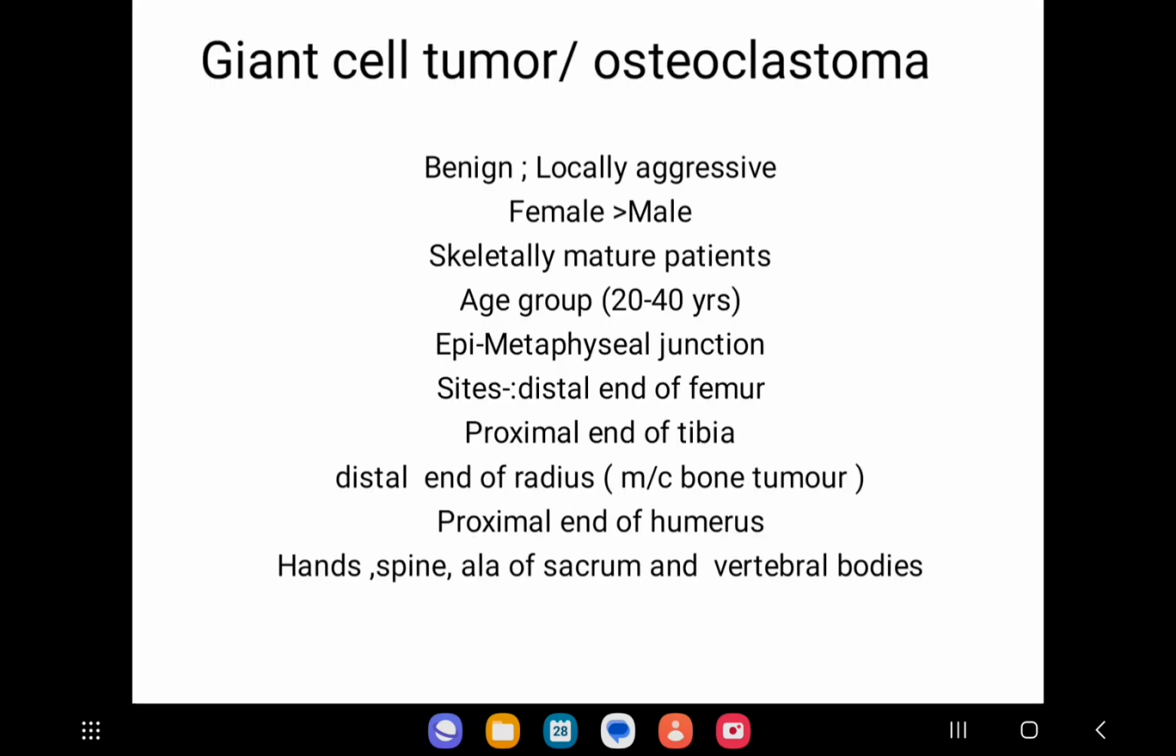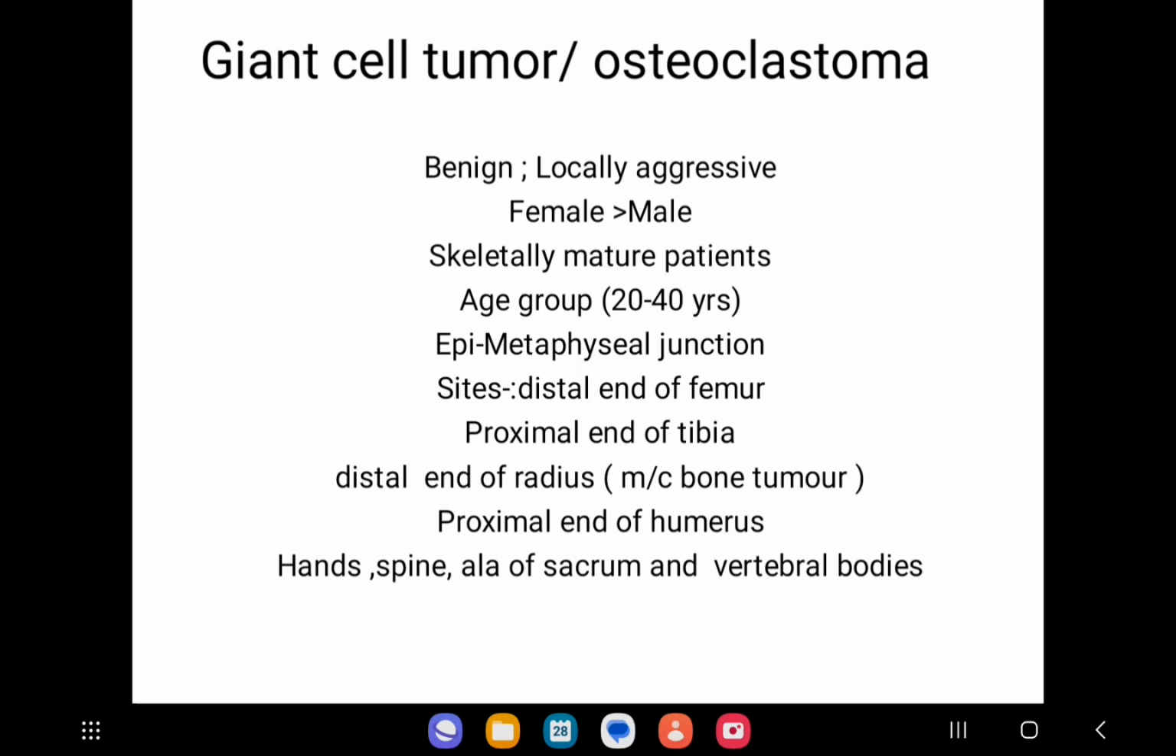So, what is giant cell tumor? Giant cell tumor is also known as osteoclastoma. It's a benign tumor, but it is locally aggressive. It more commonly occurs in females than in males and more in skeletally mature patients. It commonly occurs in the age group of 20 to 40 years in the epiphyseal-metaphyseal junctions.